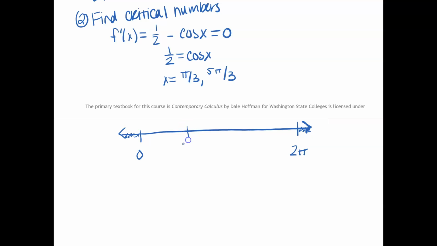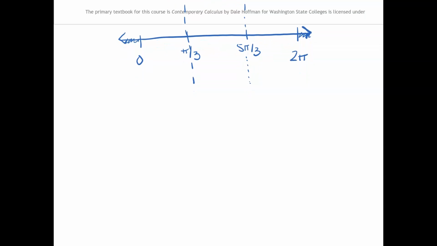And the critical numbers we found were at pi over 3 and 5 pi over 3. So these are going to be my boundaries. And as I work through this, I'm just going to check values on the left and right of it, but I'm not going to go smaller than 0 or bigger than 2 pi. So in step 2, I found my critical numbers. Those were my pi over 3 and 5 pi over 3. So step 3, if you like a process, you want to test points in the f prime of x.